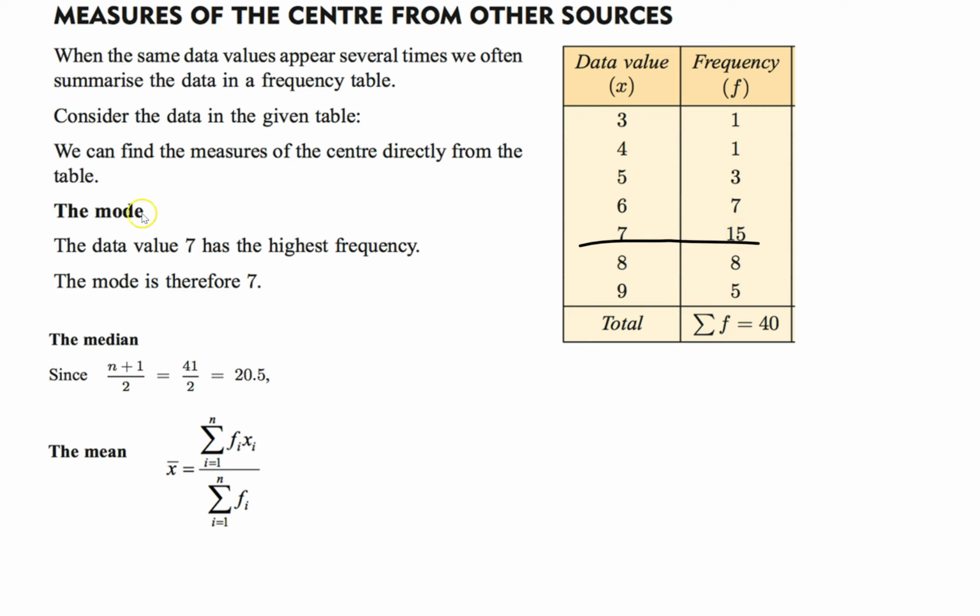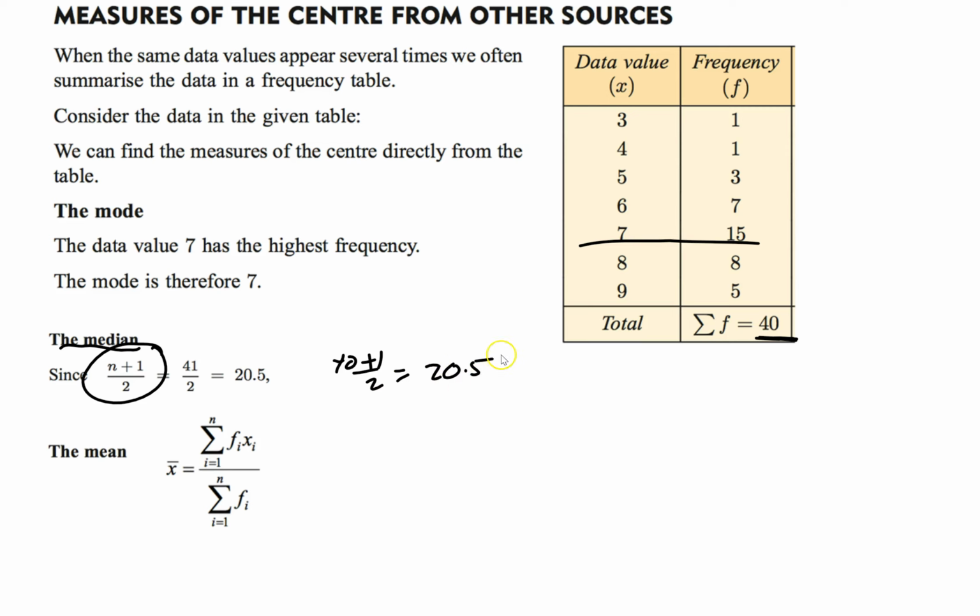Now it does make the median a lot tougher, right? Because I can't just cross out first and last. There's a lot of numbers here, 40 of them in fact. So this is where you want to use the formula, n plus 1 over 2. There's 40 numbers total, because that's the total frequency. So you get 40 plus 1 over 2, and you get 20.5.